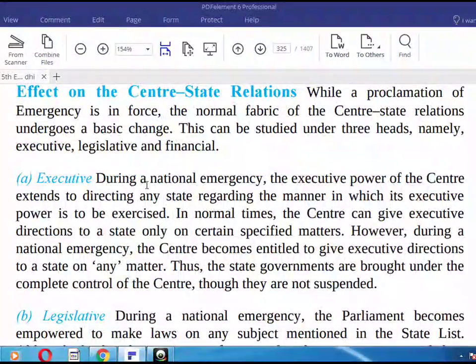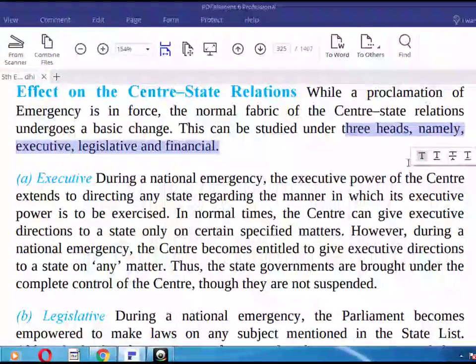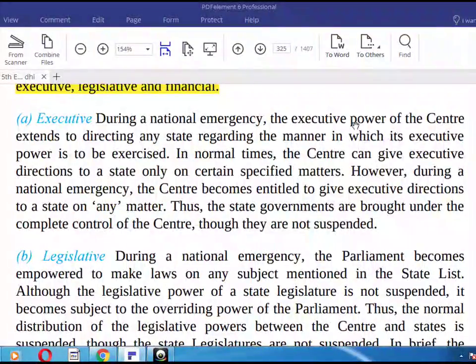Effects on center-state relations. While the proclamation of the emergency is in force, the normal fabric of the center-state relations undergoes a basic change. This can be studied under three heads, namely executive, legislative, and financial. Executive: during the national emergency, the executive power of the center extends to directing any state regarding the manner in which its executive power is to be exercised.